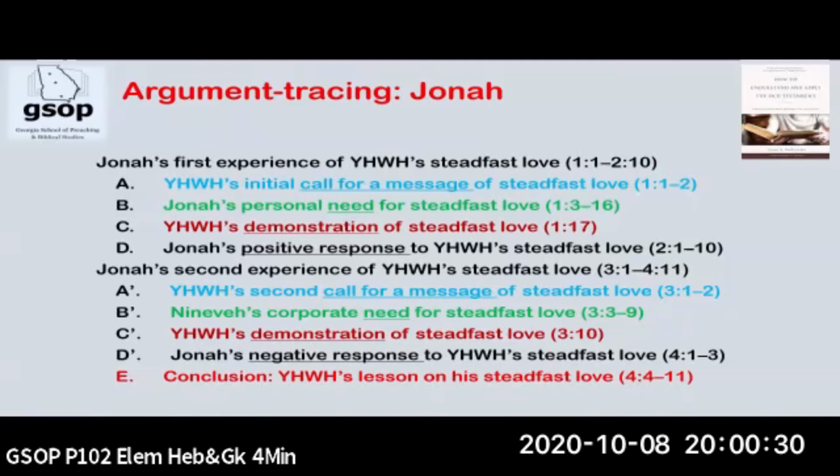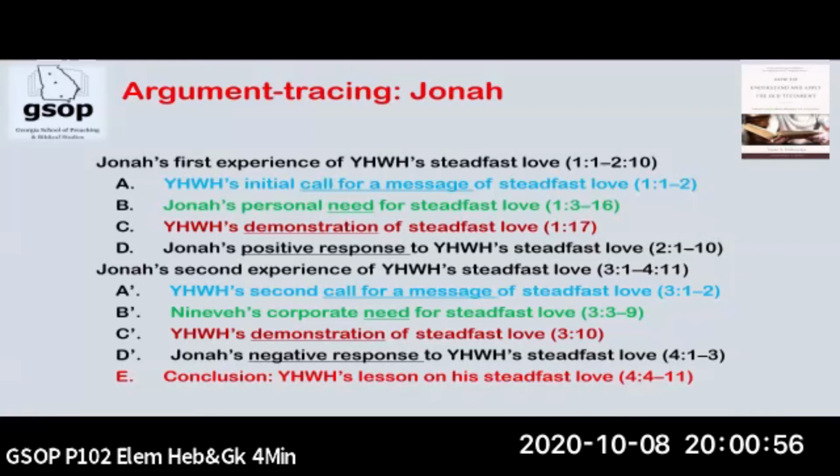The conclusion is the unexpected nature of what God calls us to, the main point of the story, God's lesson on steadfast love. God is love, and hence he loves all humanity and all mankind. And he wishes and desires, 2 Peter 3 verse 9, God is long-suffering, desiring that none should perish, but all should come to him in repentance.